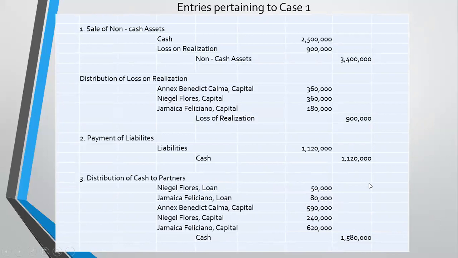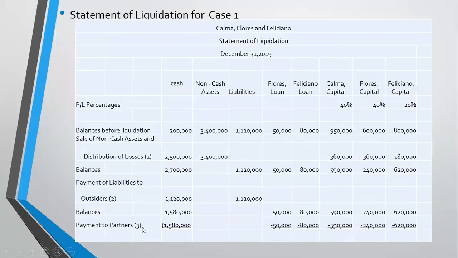So actually, these entries, these amounts, nanggaling lang yan dito sa portion na to, payment to partners. So as you can see, we have a credit ng cash na 1,580. So ito mga to, dahil ang loan account at saka yung capital, di ba, the normal balance is credit. So kapag nababawasan yan at mawawala na yan, kailangan natin silang i-debit.